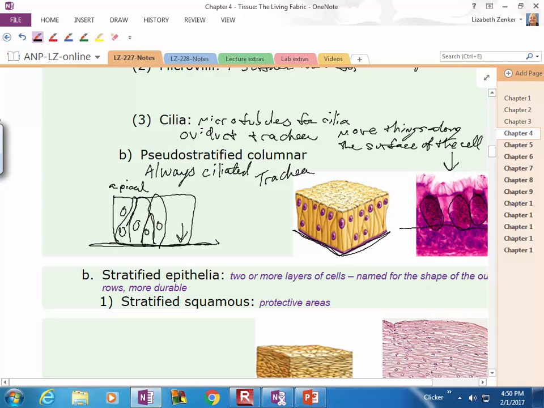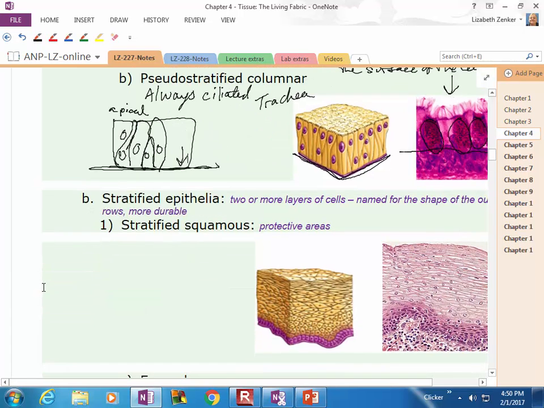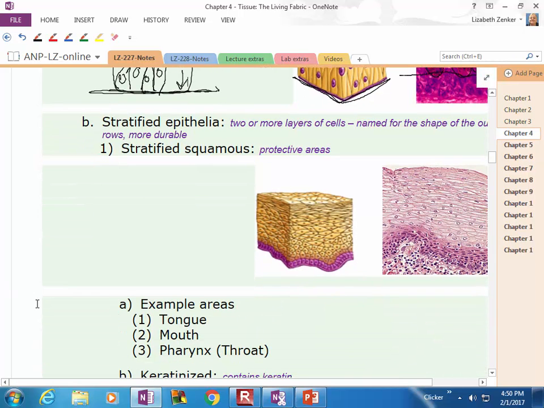And stratified epithelia, that means 2 or more layers of cells, named for the shape of the outer row, where it's most durable. So if you look at both the cartoony picture and the actual cell picture here, notice that near the basement membrane, the cells look like a different shape than when they get towards the top or the apical surface of the membrane. The newer cells are going to be down at the basement membrane, and as they age and get older and new ones get formed underneath, it pushes them further and further towards the surface, okay?